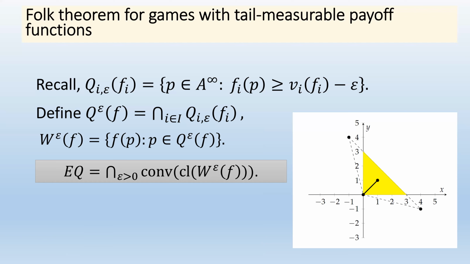Galit, do you have any thoughts about whether this existence result can be generalized to stochastic games with limsup payoff or tail-measurable payoff? Elon will tell you about them. I think yes, definitely, but I leave that to Elon.